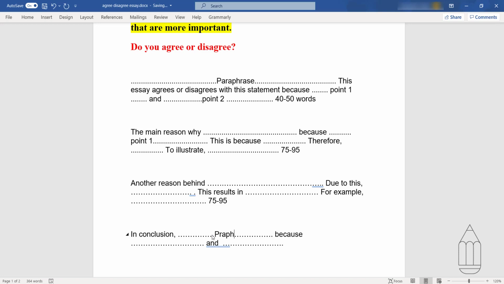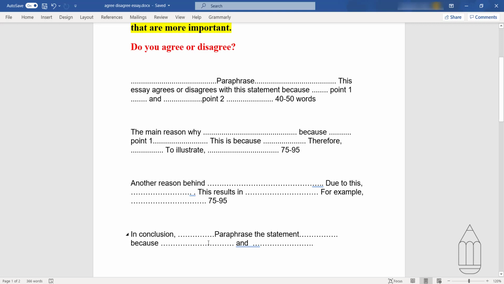Paraphrase the statement here, and then in this paraphrased statement, you have to include whether you agree with this statement or not. You just have to keep that in mind, and then you have to reiterate two points, because this point and this point.